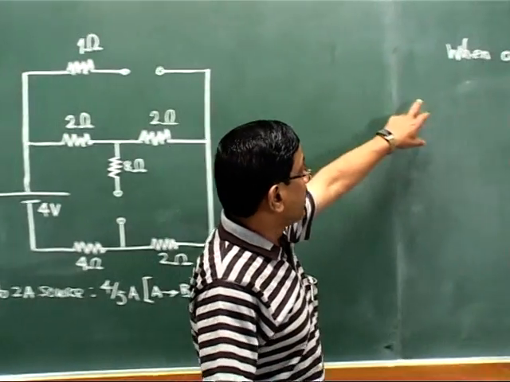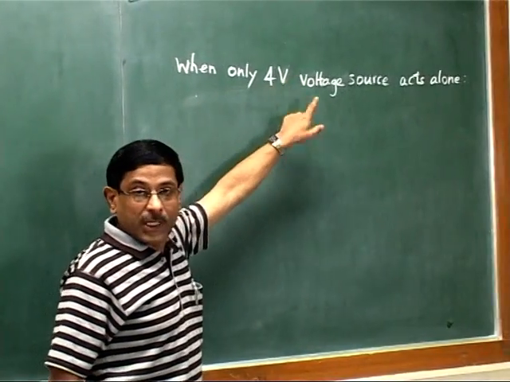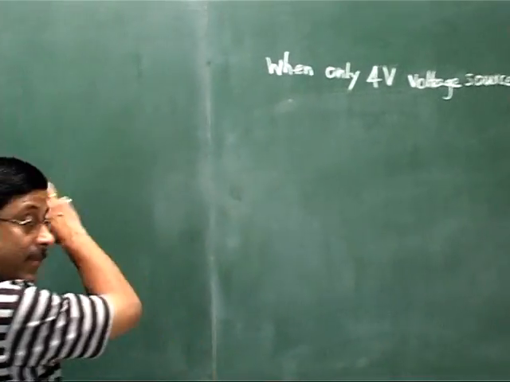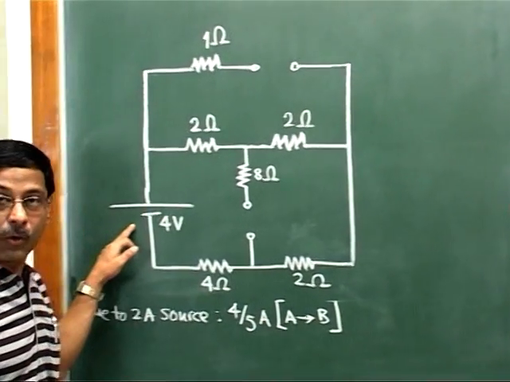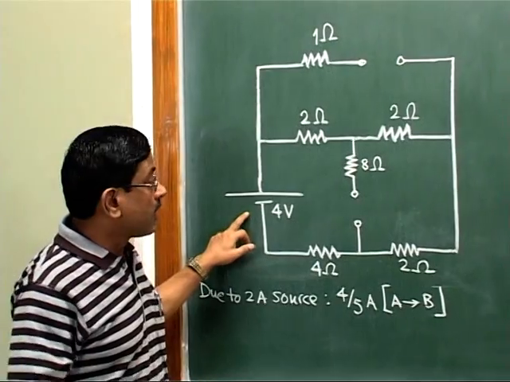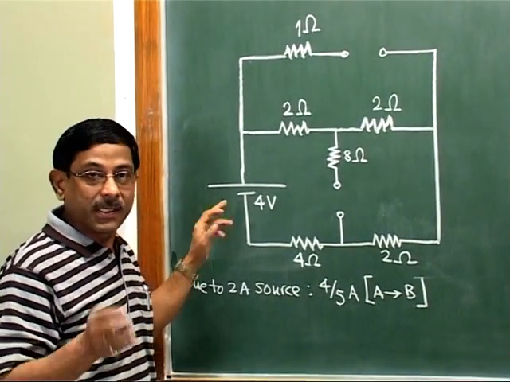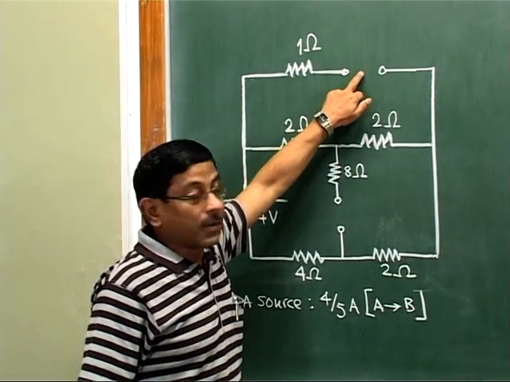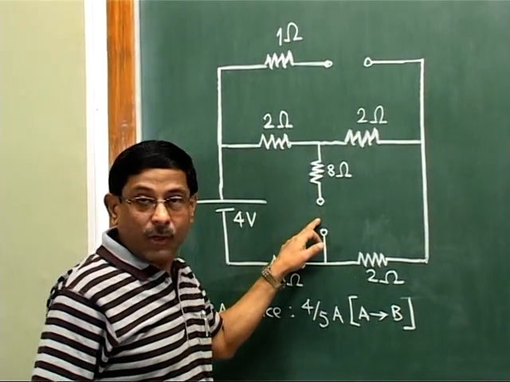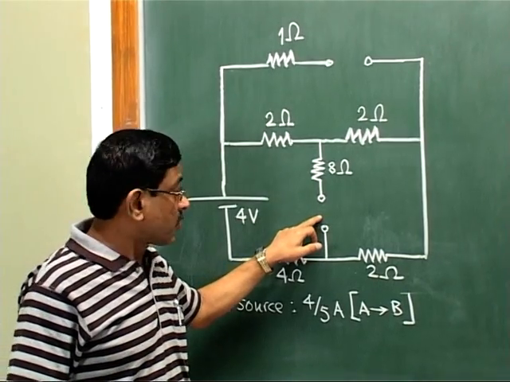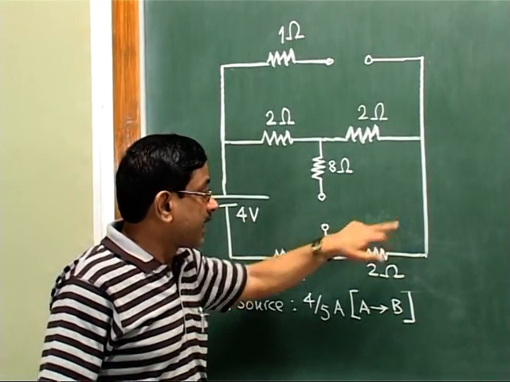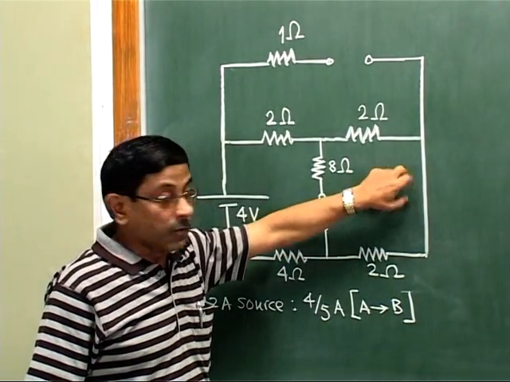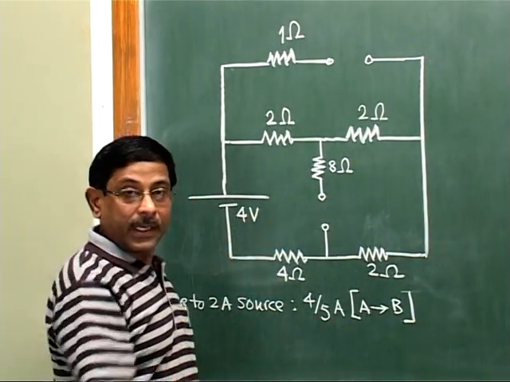See what we have written, when only 4 volt voltage source is acting alone. So this will be our circuit. See here we have shown only this 4 volt source present in the circuit, whereas we have replaced the other sources in the typical regular manner. So this was a current source, so it is open now. There was one more source, 6 ampere current source, so we have opened it here. And there was the other voltage source, 8 volt source, that we have shorted. So this will be our circuit.